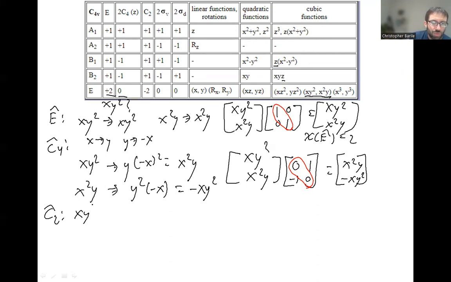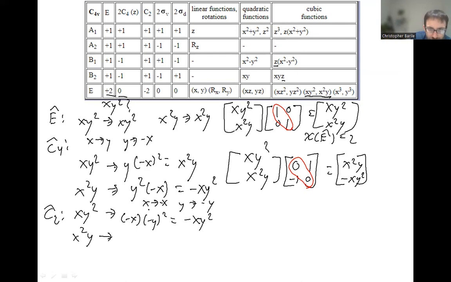So we get xy squared. Well, what does x do in C2? X goes to negative x. This was a 180-degree rotation, and y went to negative y. So x is going to go to negative x, and y went to negative y, and it's squared. That equals negative xy squared. So it went to a negative of itself. That's looking good. And then what about x squared y?